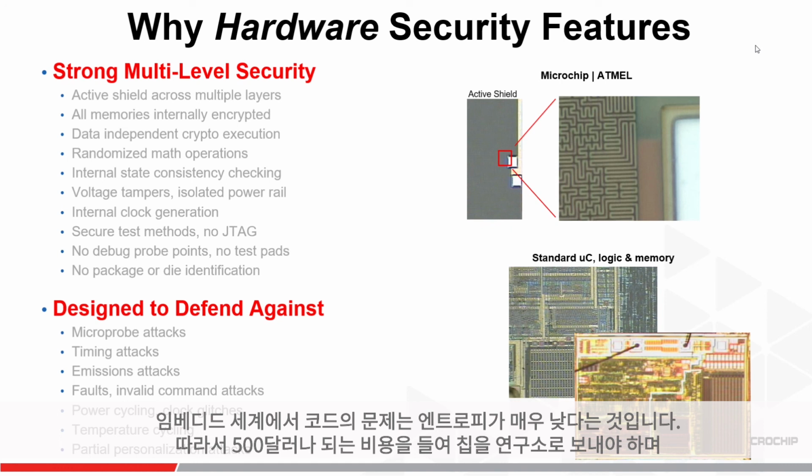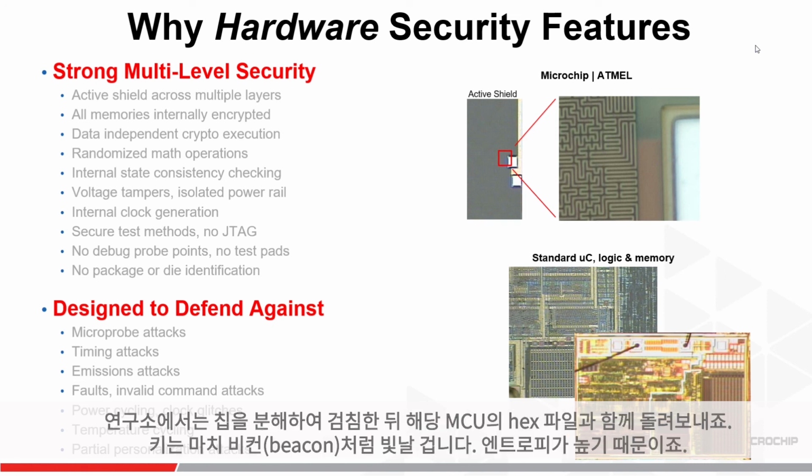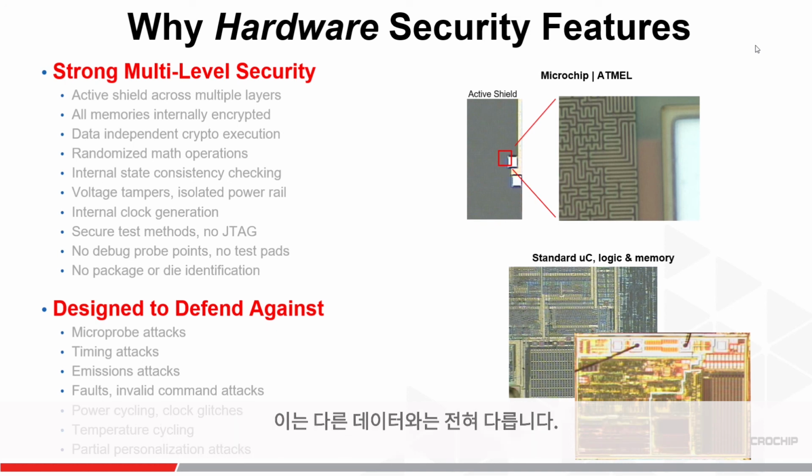So all someone has to do is send your chip to a lab along with about $500, and they will decapsulate the chip and probe the chip and give you back the hex file of that microcontroller. And the keys will shine out like beacons because they have such high entropy. They will be different than all the other data around it.